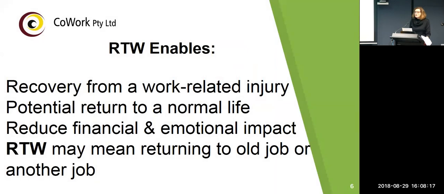So we all know what return to work is, right? We also assume that all other stakeholders know that as well. Well, I think that's wrong. It cannot be assumed that everybody attaches the same meaning to work as we might, and return to work may interfere with the concept that rest is equated to recovery.